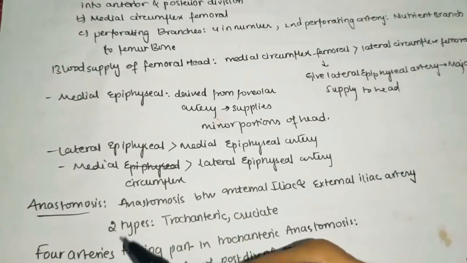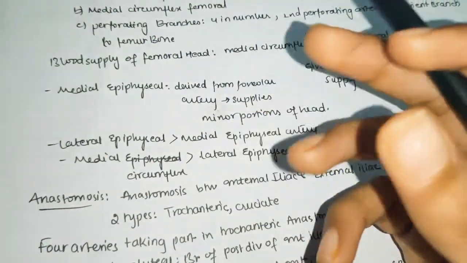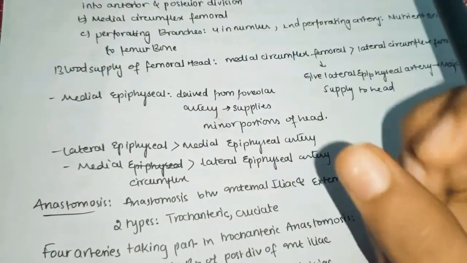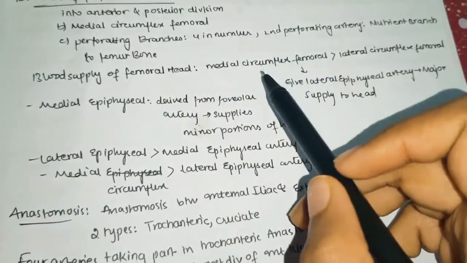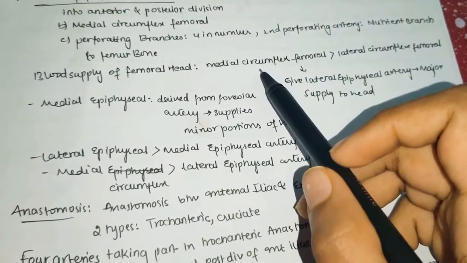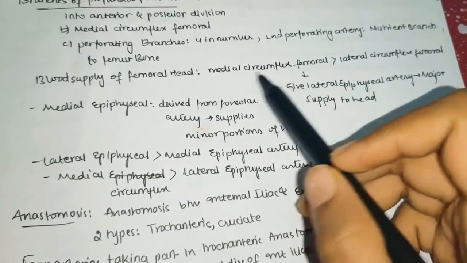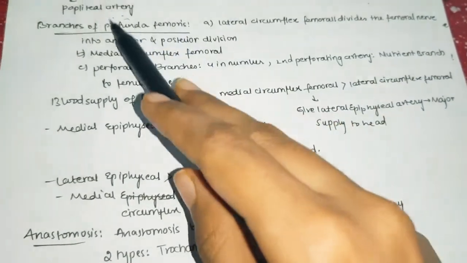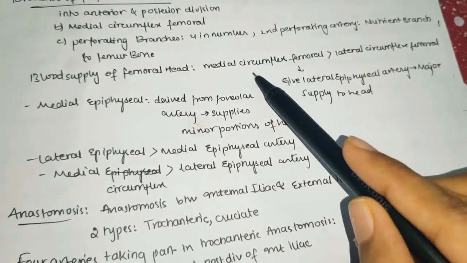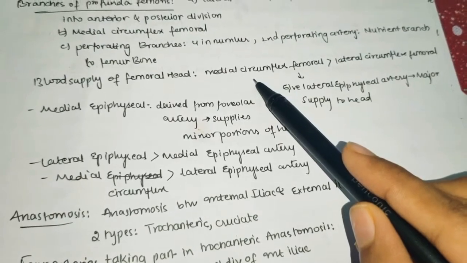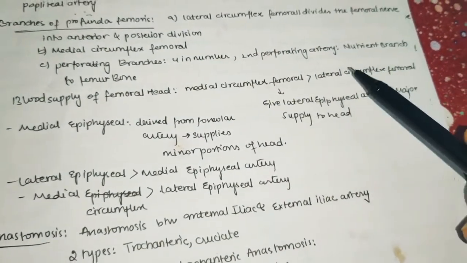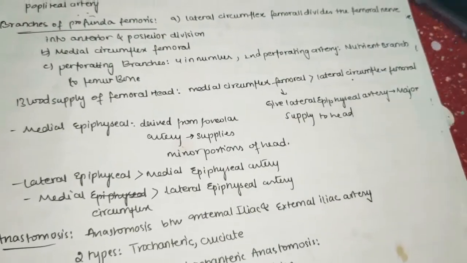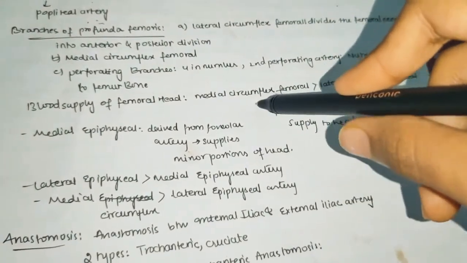Now let us discuss the blood supply of the femoral head. You know the femur has a round shaped head, right? So who is going to supply the blood? Mainly, if the question comes, it is the medial circumflex femoral artery, which comes from the profunda femoris artery, right? This is the one which is going to supply the head of the femur. If the lateral circumflex femoral artery is also in the options, then you can give it second preference, but the first preference is the medial circumflex femoral artery.